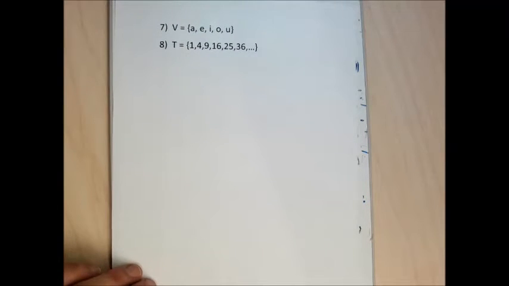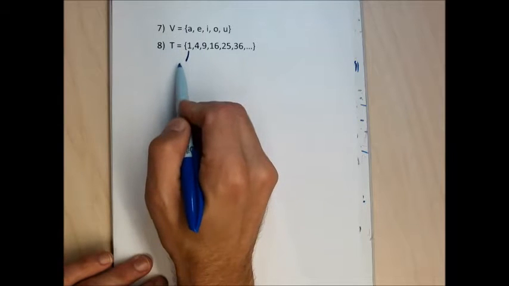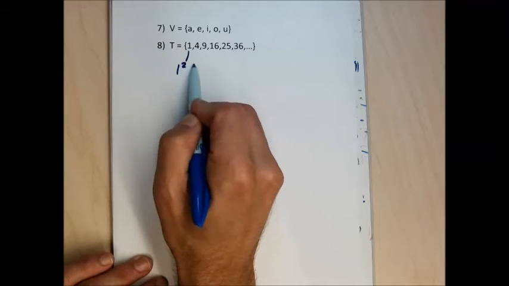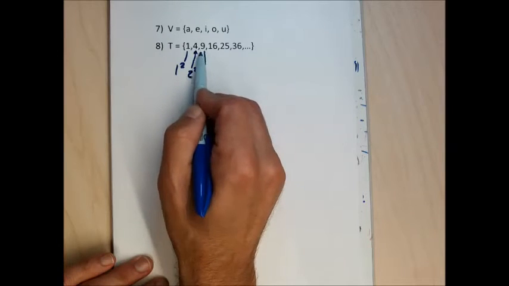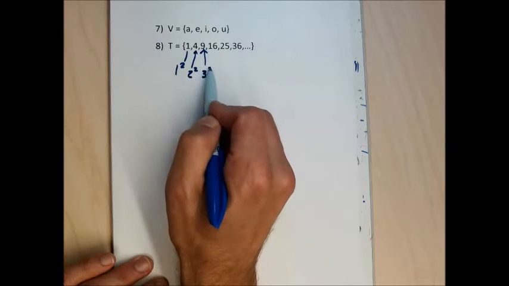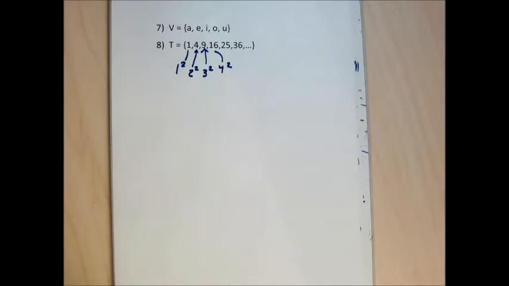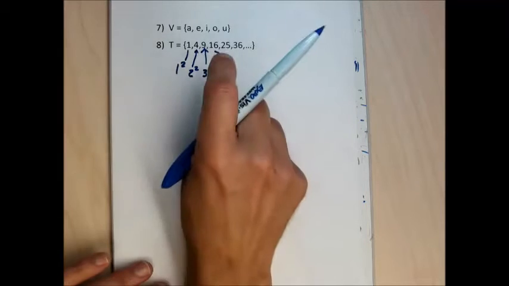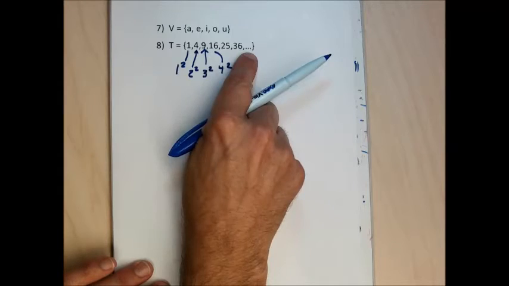Number 7 is easier than my 8. My 8's kind of a classic problem. 1 is equal to 1 squared. 4 is equal to 2 squared. 9 is equal to 3 squared. 16 is equal to 4 squared. My set T is the set of squares of natural numbers. I took every natural number, squared 5, I squared 6, and then I have the dots, which says the pattern continues.